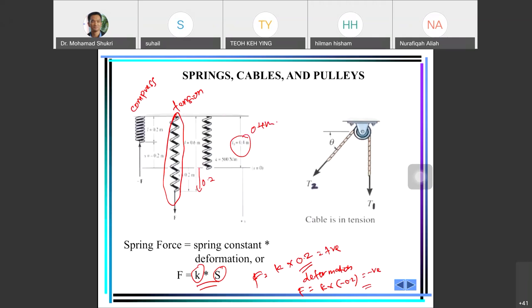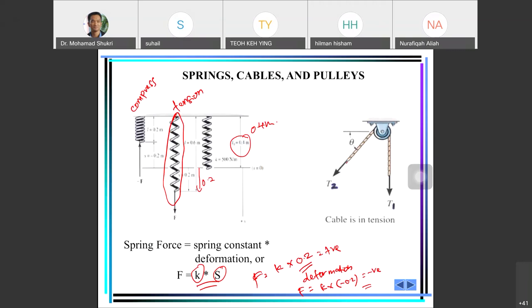So for the pulley. For the pulley system or for the cable, remember, if they only have one cable, the tension is the same. So you have T2 equals T1, where T is the tension of the cable. All right. And the direction of the cable force is always going outward, because you cannot push a cable or rope.